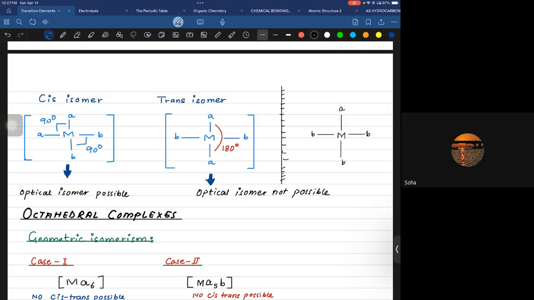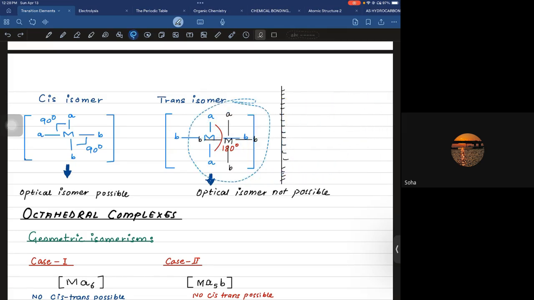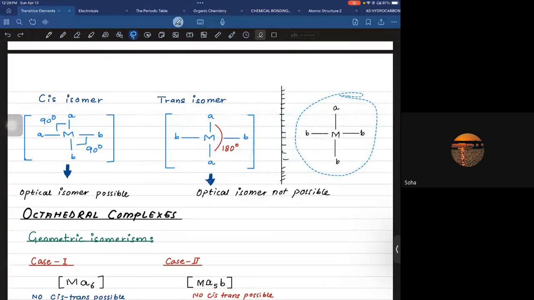Of course, I have flipped, left to right and right to left, but the thing is that the ligands are the same. We are not feeling that we have flipped, but in fact we have flipped this. So let's do this. I'm going to superimpose it. It's going to superimpose 100%. So an optical isomer is not possible. The mirror image should not be superimposable.